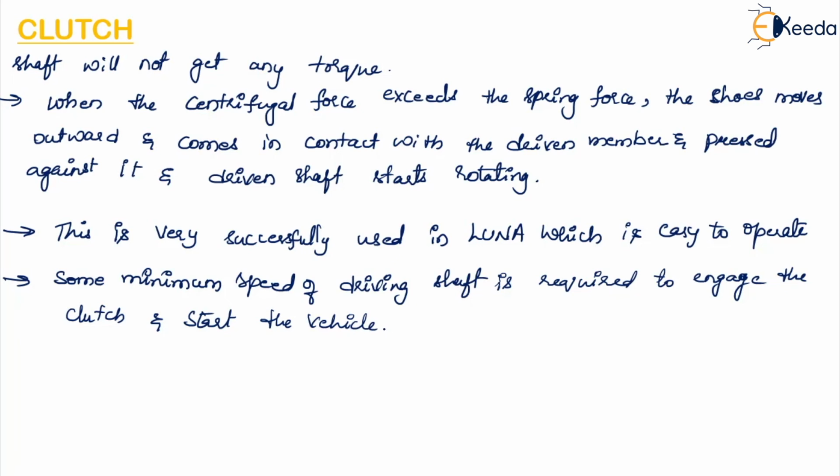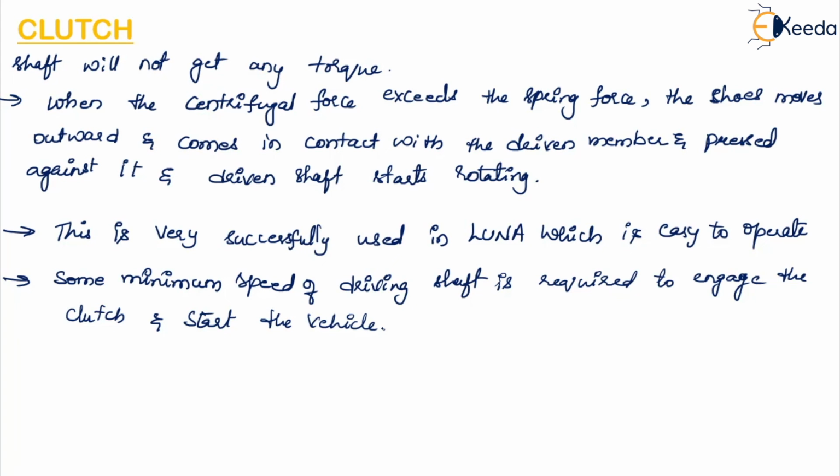So this is all about different types of clutches. We got to know what a clutch is, the need for a clutch, the classification of clutches, then different types of clutches, that is positive clutch and friction clutch. In friction clutches we have seen four different types of clutches.